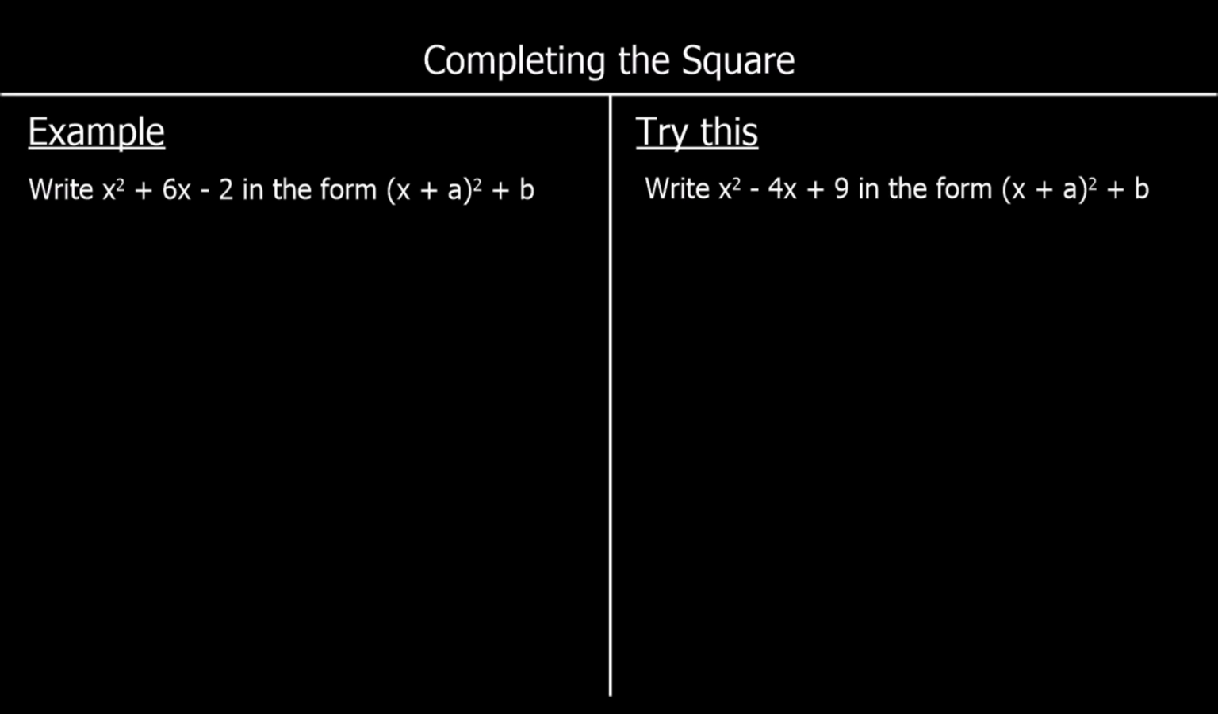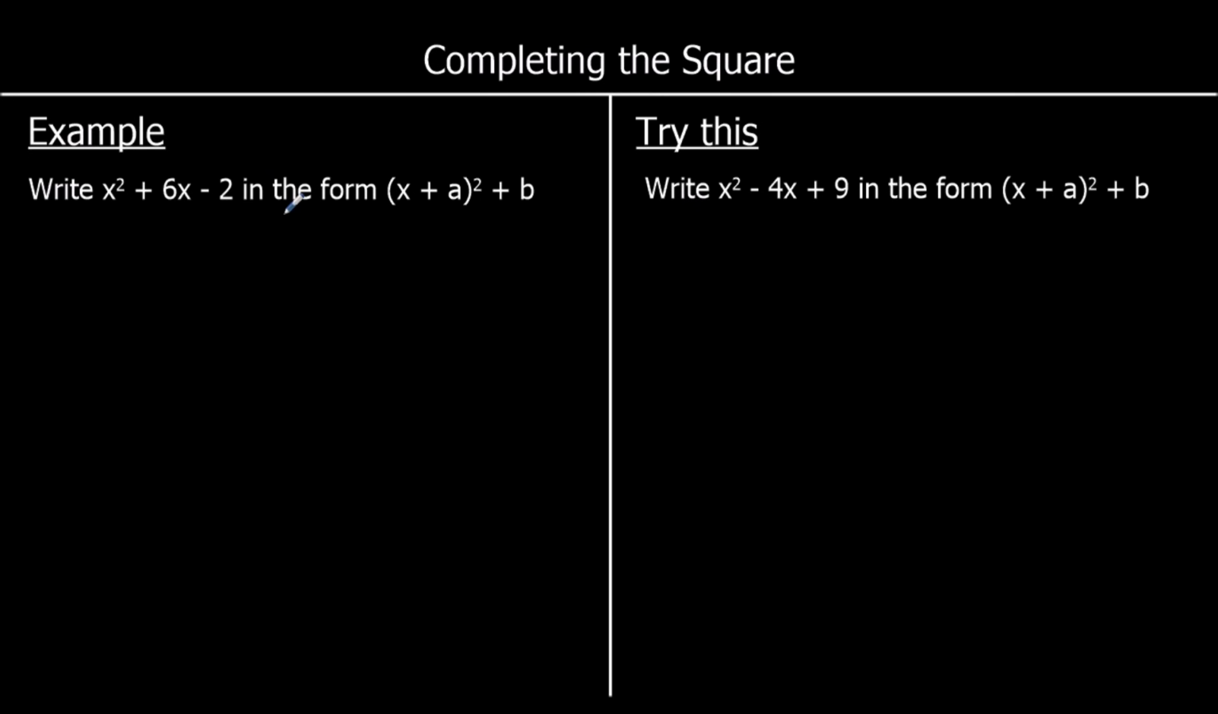Completing the square is a way of rewriting a quadratic in a different form. This first example says write x squared plus 6x minus 2 in the form x plus a squared plus b. So a and b are going to be numbers that we're going to find out by changing the way this is written.